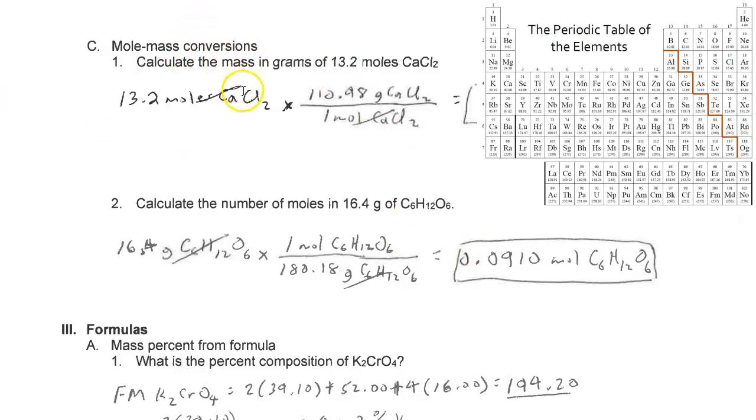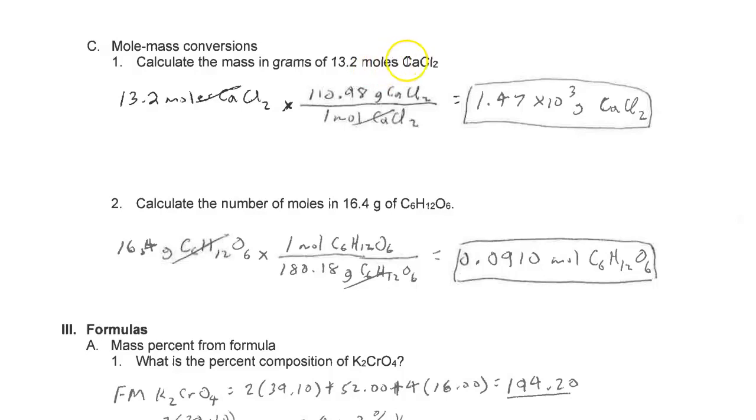All right, how do I go from moles to grams, grams to moles? So for example, calculate the mass in grams of 13.2 moles of calcium chloride. Okay, well, what do I know? I know I've got 13.2 moles of calcium chloride. So we're going to write that down. Draw a times sign, make a factor over here. Okay, where am I trying to go? I'm trying to go to grams, mass in grams, so grams of calcium chloride.